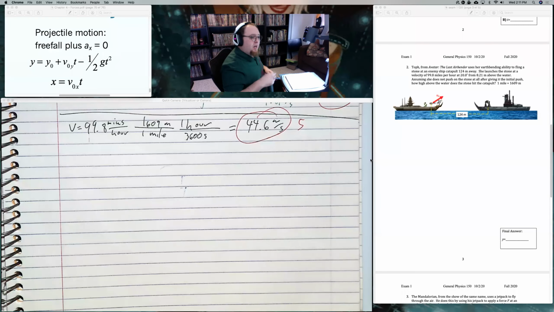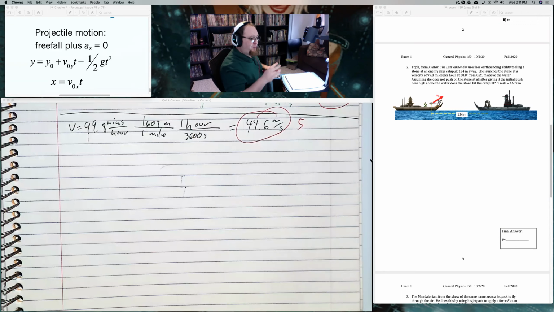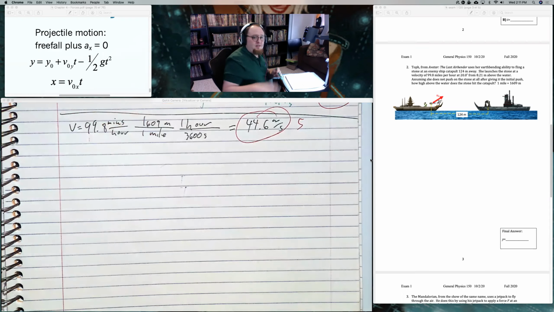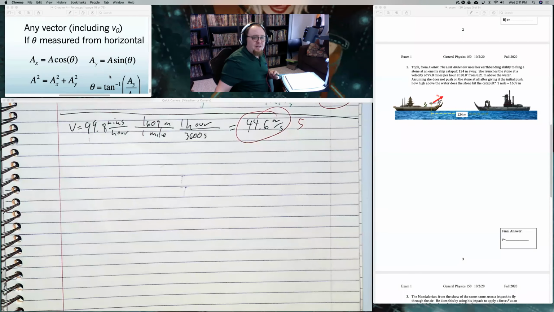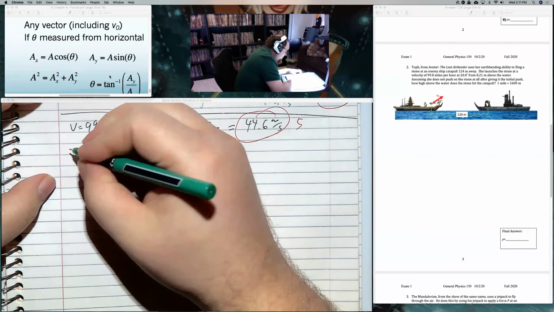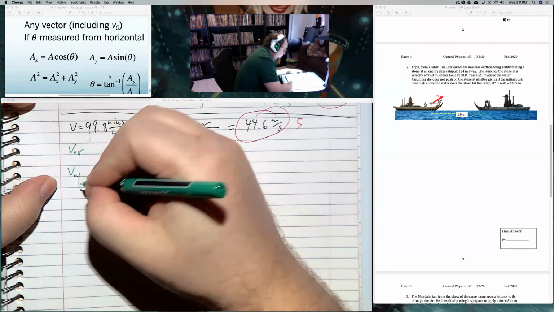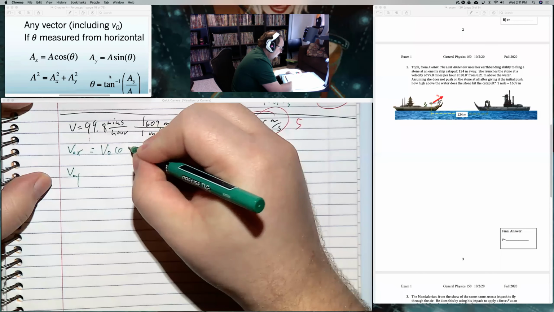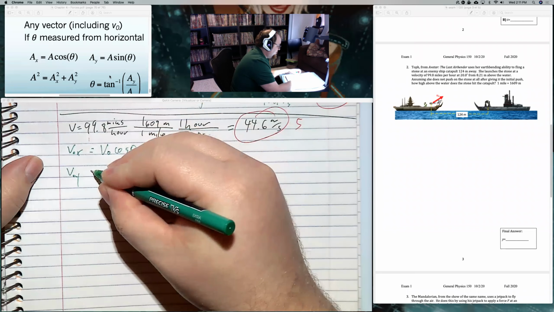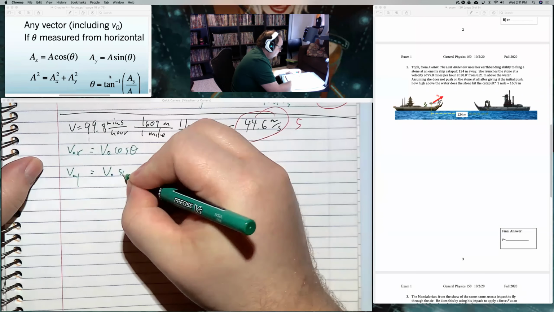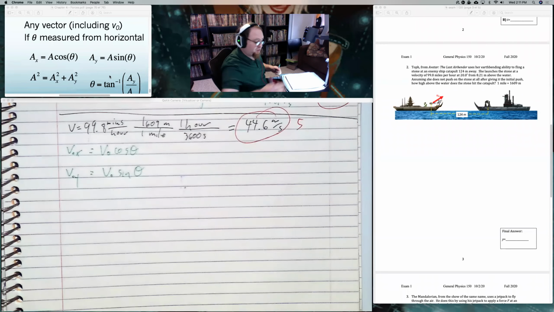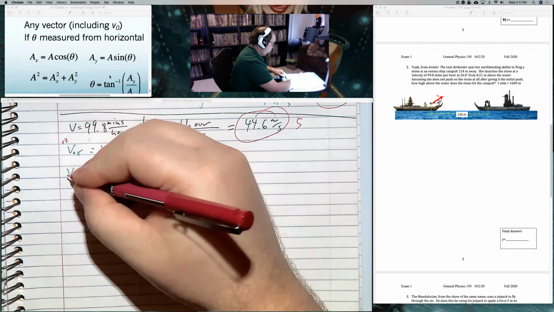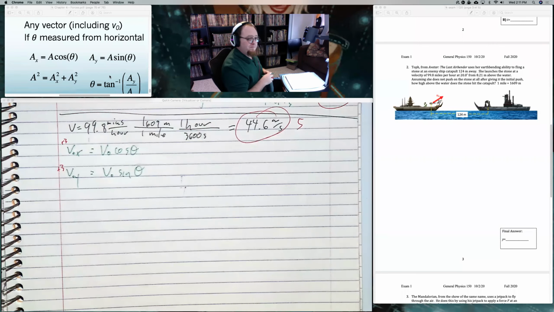Now, that says she launches the stone at a velocity of 44.6 meters per second at 20 degrees. So I'm going to pause there again and say I never care about V naught. V naught doesn't matter. What I care about is V naught X and V naught Y. V naught X will be V naught cosine of theta, as long as your angle is measured from the horizontal. And V naught Y will be V naught sine theta, as long as your angle is measured from the horizontal. Plus 3 points for writing this down, plus 3 points for writing that down.